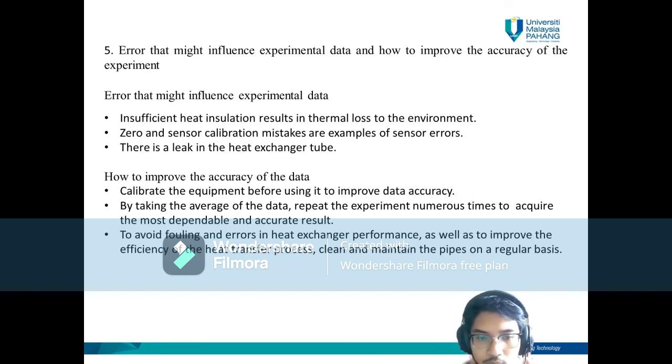How to improve the accuracy of the data is by calibrating the equipment before using it. The second one is by taking the average of the data, repeating the experiment numerous times to acquire the most dependable and accurate result. The last one is to avoid fouling and errors in heat exchanger performance, as well as to improve the efficiency of the heat transfer process, we need to clean and maintain the pipes on a regular basis.